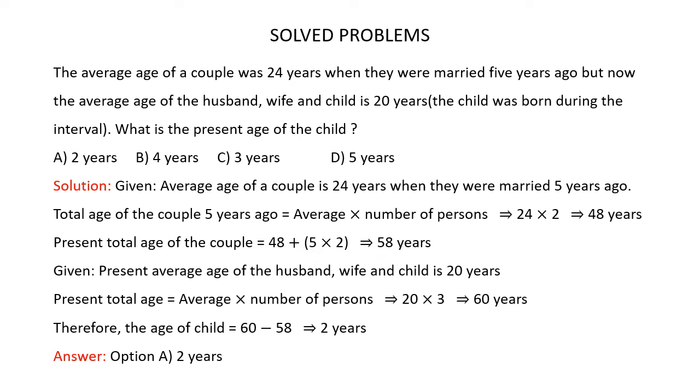Now it's given present average age of the husband, wife and the child is 20 years. So the present total age of the husband, wife and child is average multiplied by number of persons, which is 20 multiplied by 3, which is 60 years. Now we know that the present total age of the couple is 58 years, and present total age of the couple and the child is 60 years. So the age of the child is 60 minus 58, which is 2 years. The correct answer is option A, 2 years.